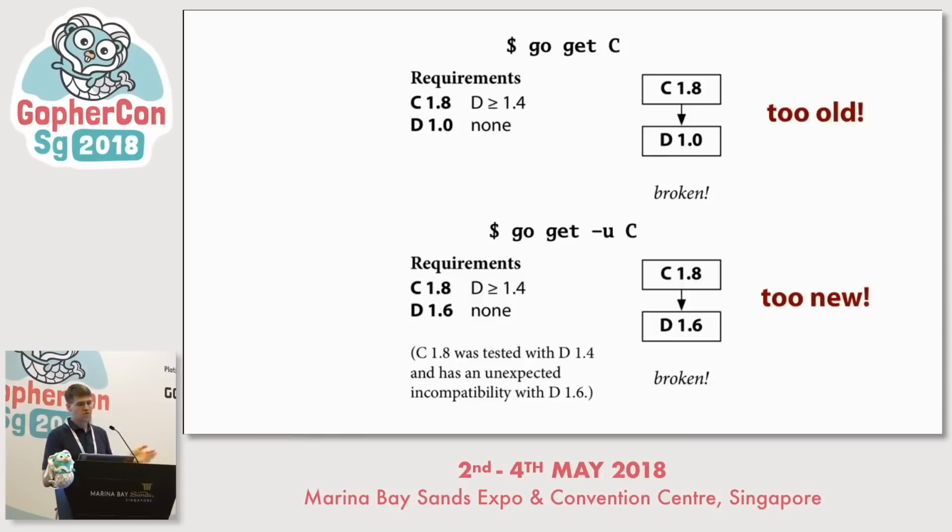We saw earlier how go get doesn't provide repeatability. First, go get used a version of D that was too old, and then go get used a version of D that was too new. You might think, of course go get makes this mistake. It doesn't know anything about versions at all. But most other systems that do know about versions still make this mistake. And I'm going to use dep as an example here, but Bundler and Cargo work the same way.